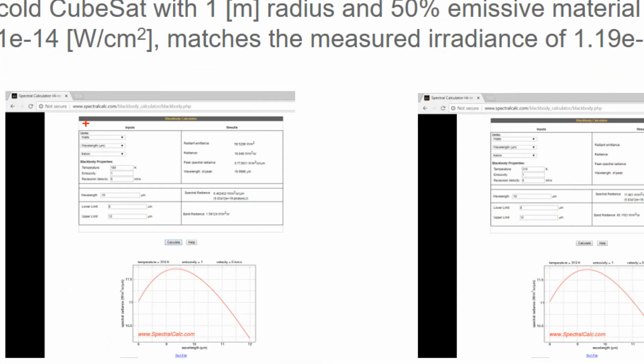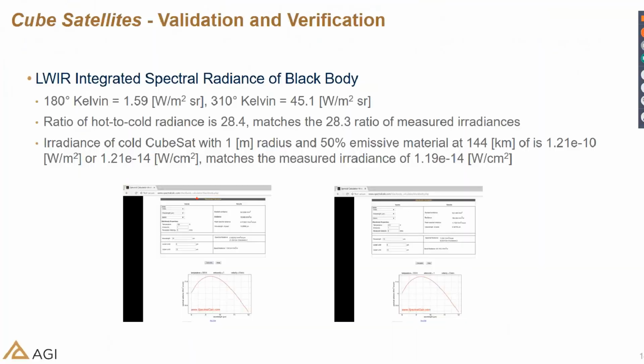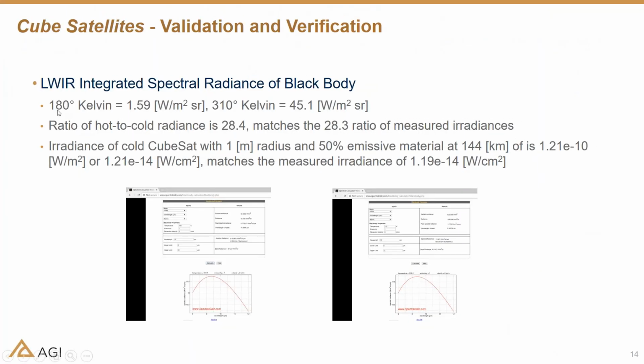So I use the Spectral Calculator, which is just a black body calculator online that you can use, and I just really quickly integrated the EOIR band that we use, 8 to 12 microns for 180 and 310 degrees Kelvin. And here were the numbers that it came up with for integrated radiance. And I said, well, what's the ratio of this hot to cold radiance? And does that match the measured radiance? And sure enough, we had 28.4 and 28.3. So they're practically spot on. Again, this is a discrete simulator, so it's pretty darn close.